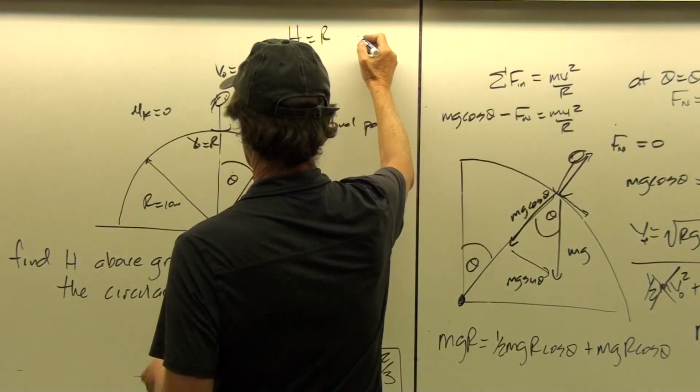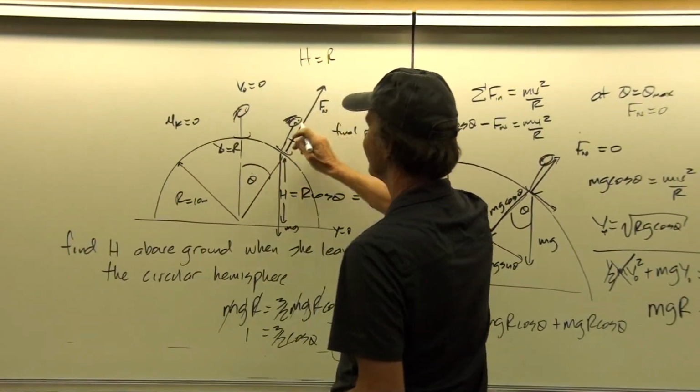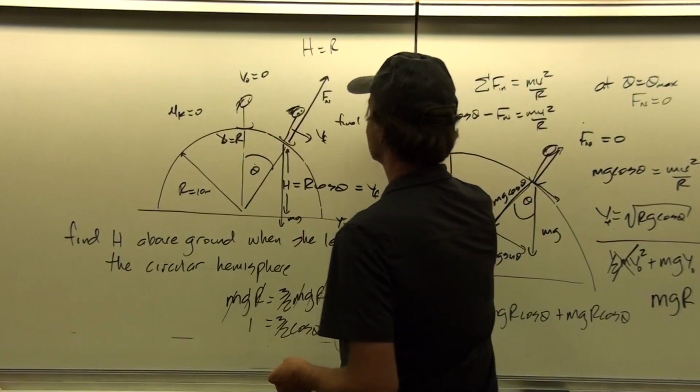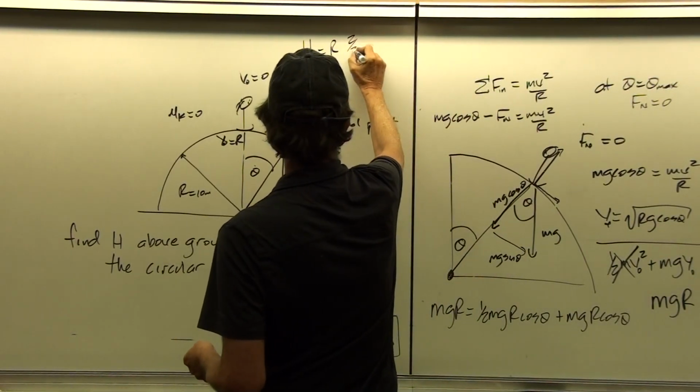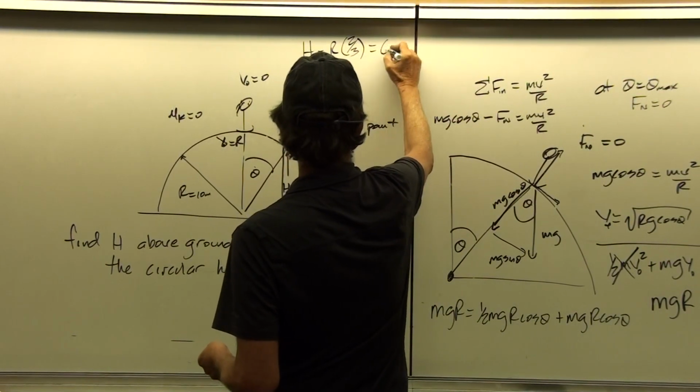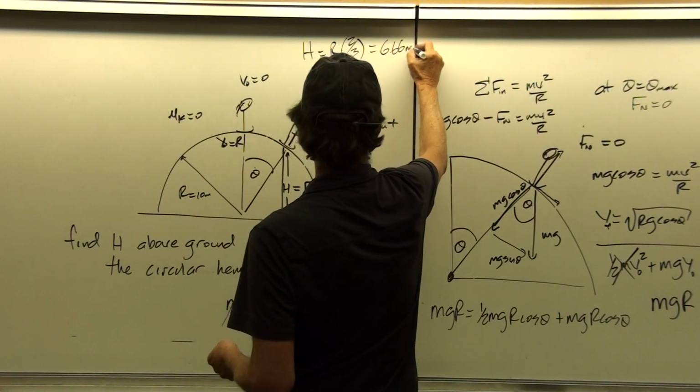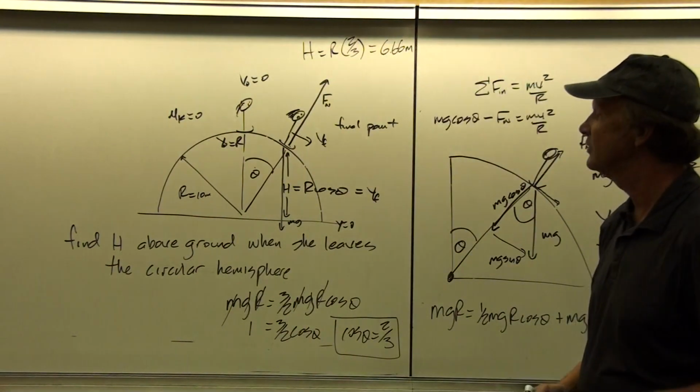I'm not curious. I don't care what that angle is because it wasn't asked for in the problem. So this is just r times 2/3. So that's 6.66 meters above the ground, or 2/3 of the way to the top.